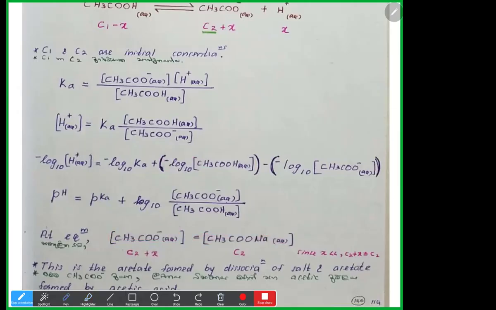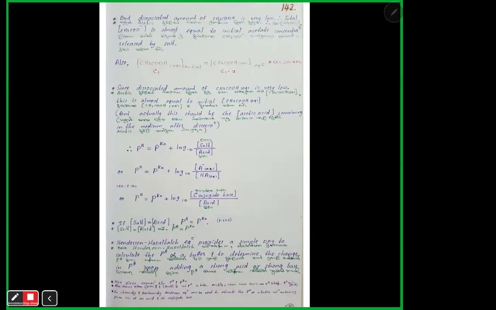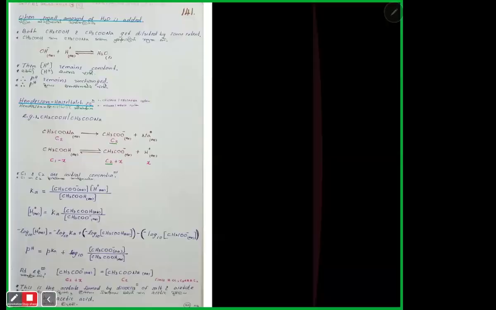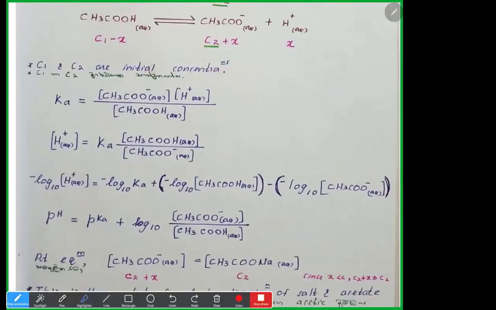So that instead of acetate, we are just writing here salt concentration. And also here again, initial acid concentration equals equilibrium acid concentration. That's again, X is very, very small, so that C1 minus X equals C1. So instead of this equilibrium acid concentration, we can write just the initial acid concentration. So this becomes salt and this becomes acid.